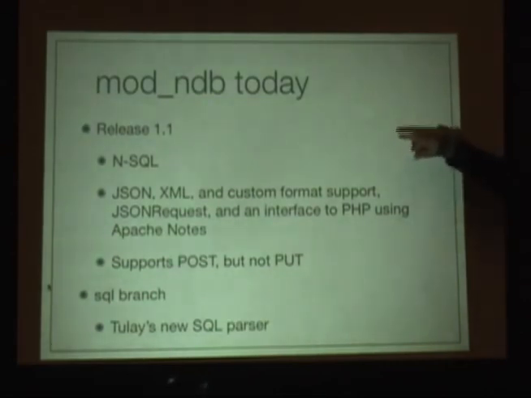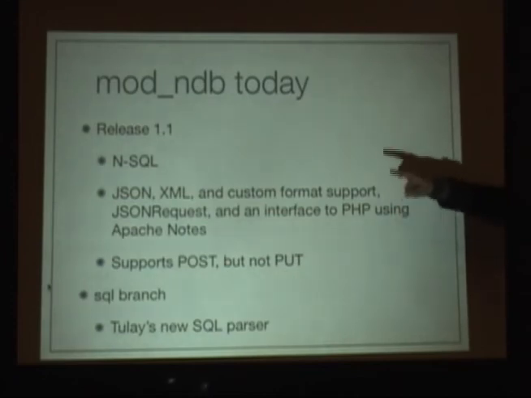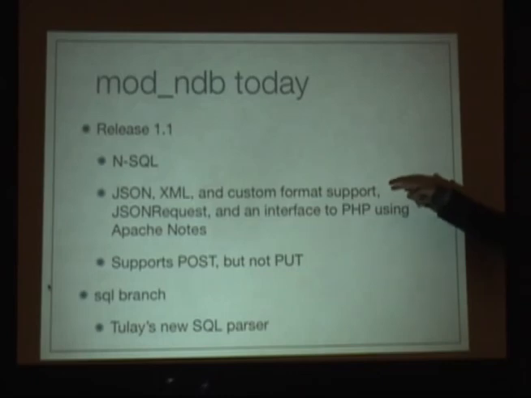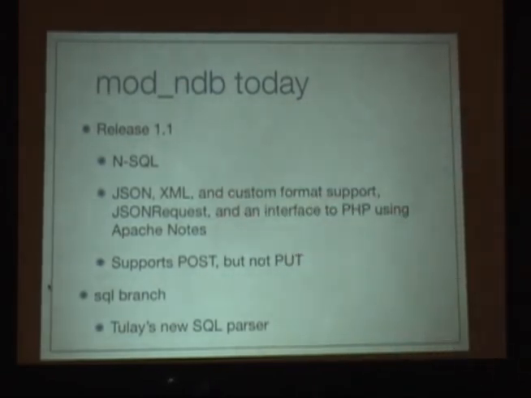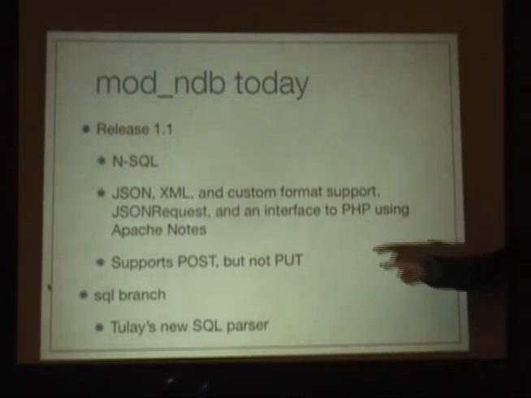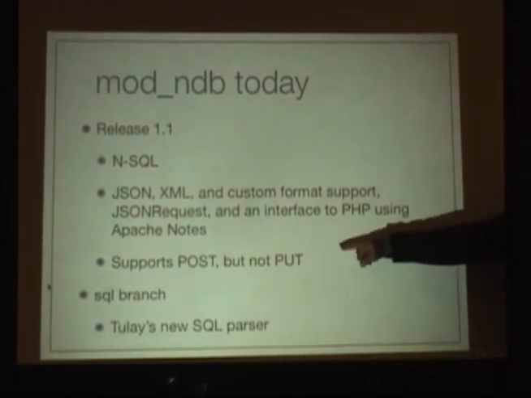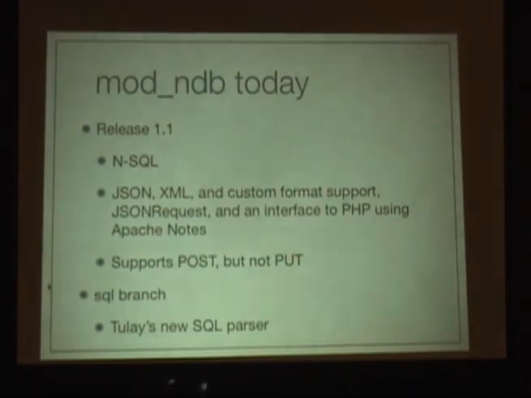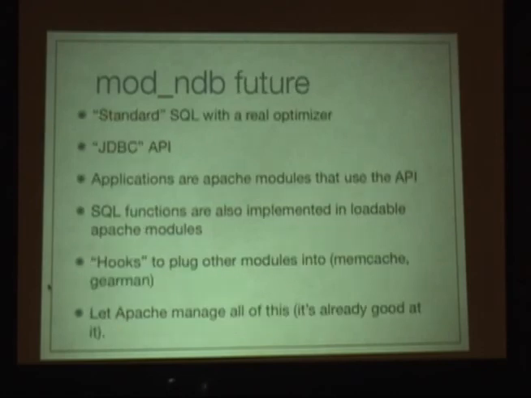So anyway, today release 1.1 has the NSQL language, has output for JSON and XML and custom formats in a very terrible language, but it does the job. JSON request, which is this proposal, is kind of an alternative to XML RPC. You can go back and forth between MongoDB and PHP using Apache nodes. It's not a formal API, it's kind of awkward, but you can do it. Right now I've got post support, but not good general purpose put. And then there's the SQL branch that has the new SQL parser in it. The trunk that I was just looking at is mostly 1.1 with just a little bit of new stuff.